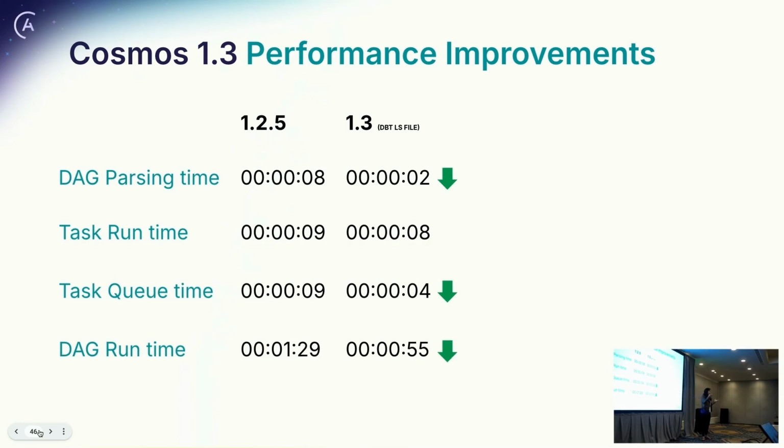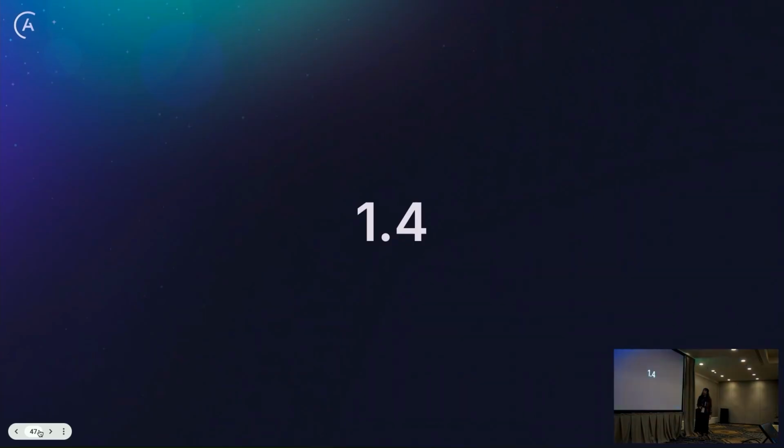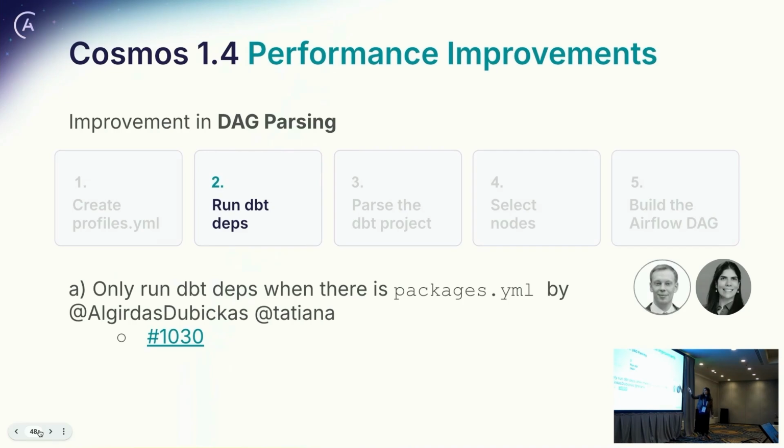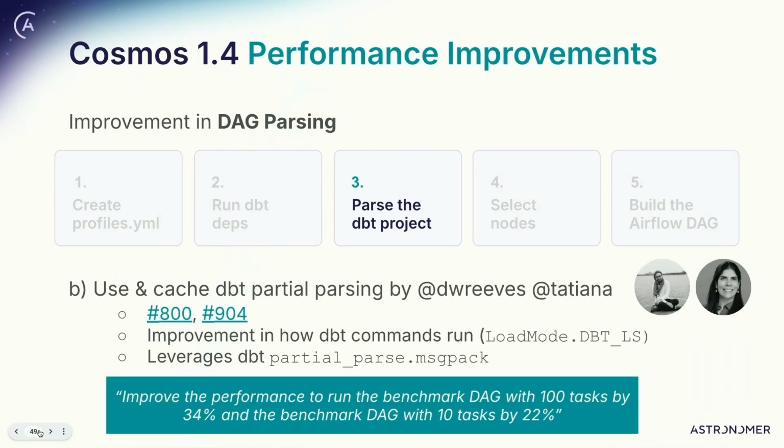But then you're not using the dynamic side of Cosmos, which is something many customers said, we want that. We don't want to have this. So some improvements: dbt-deps, which we were not running if the packages YAML file wasn't there. Another one that Daniel Reeves and myself worked on was to leverage the partial parse file. This improved sometimes by 34%, depending on the DAG, sometimes by 22%. So we had massive improvements, and we would cache this as well in the Airflow worker node.